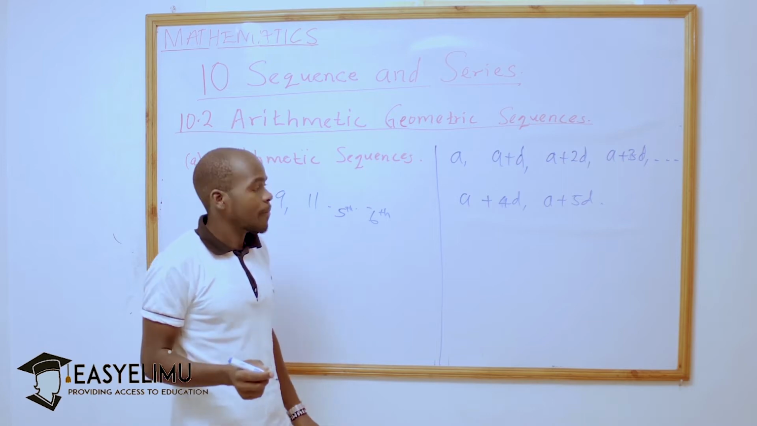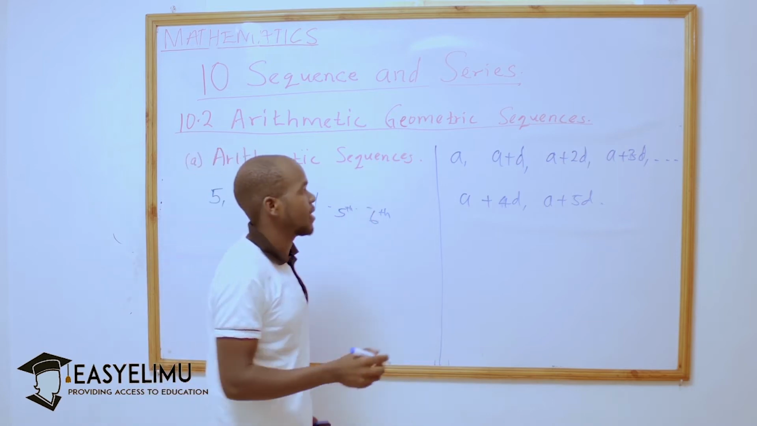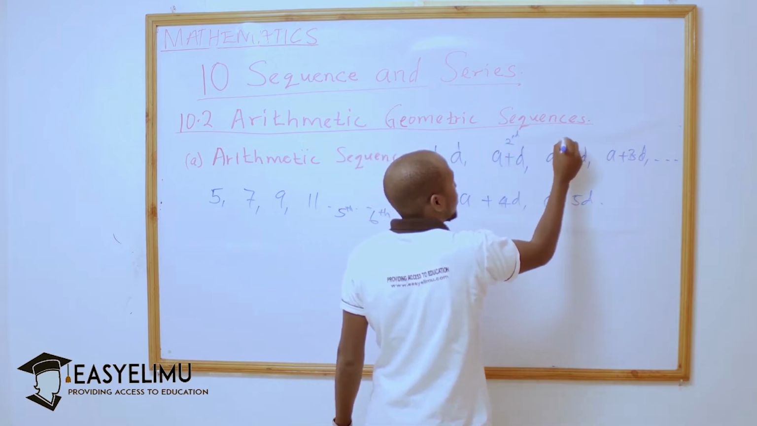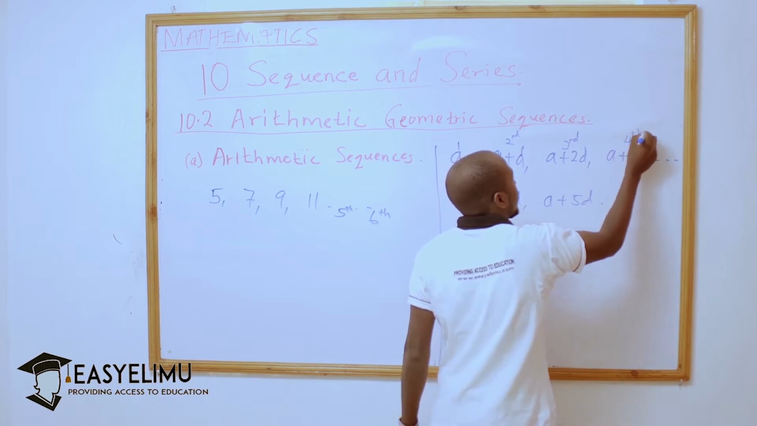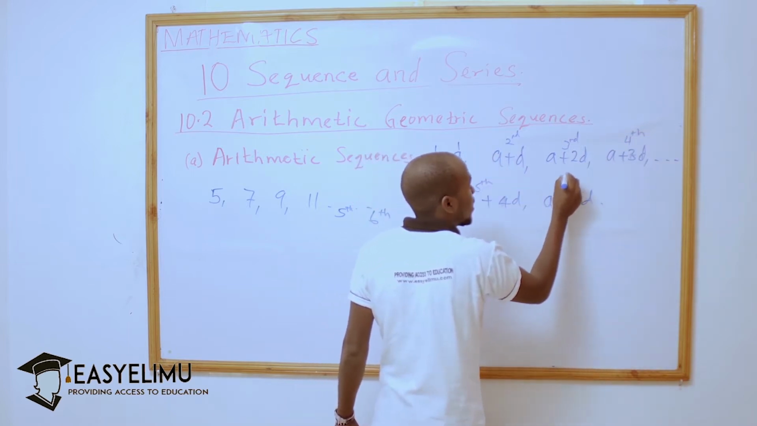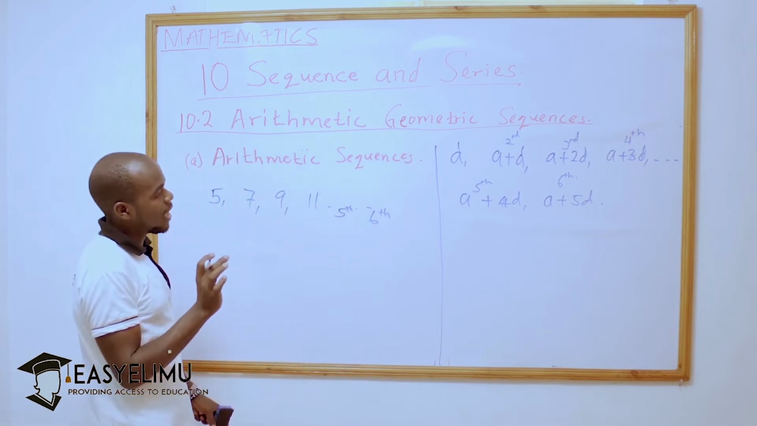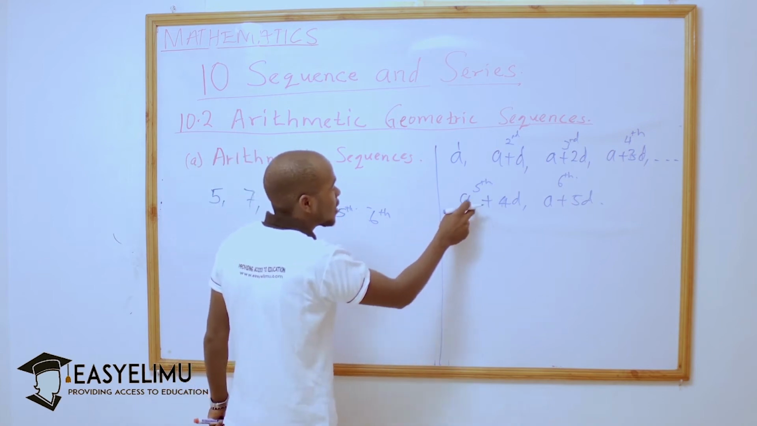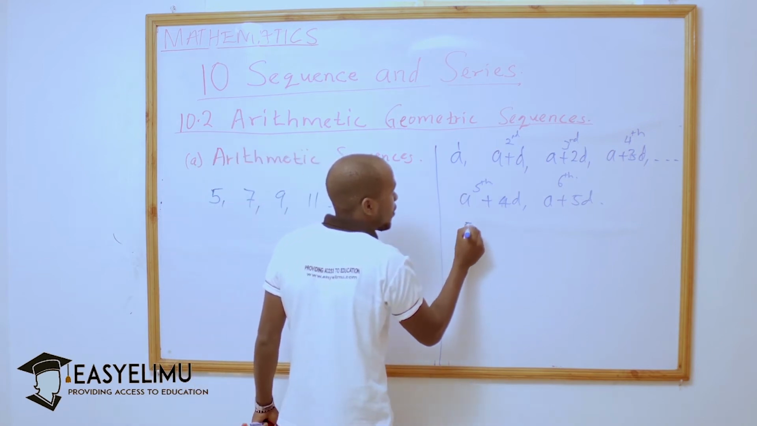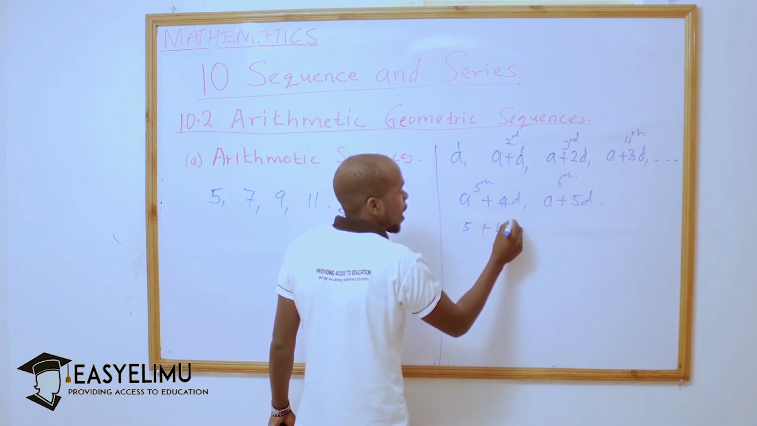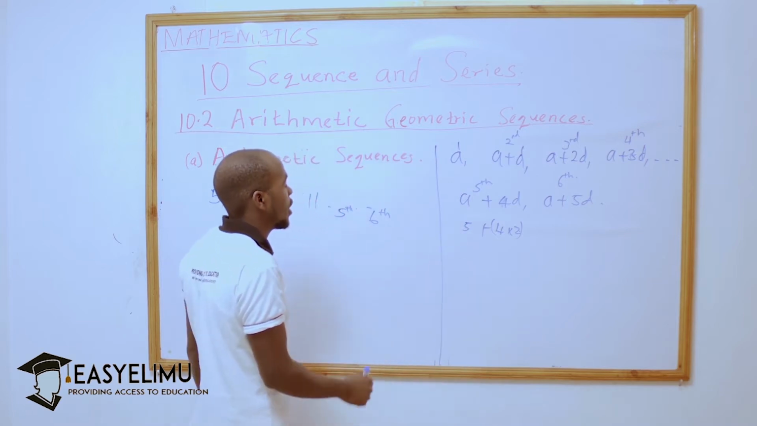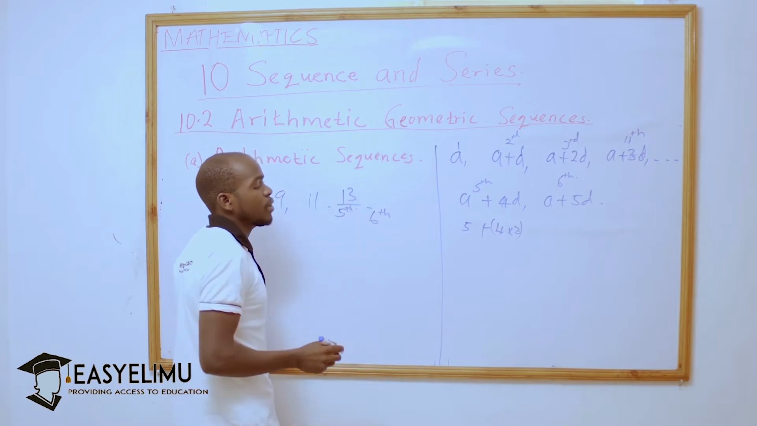As you may observe keenly, this is the first term, this is the second term, this is the third, this is the fourth, this is the fifth, and this one is the sixth. So we can observe clearly that we can find another term there. For example, if we need the fifth, we substitute A as 5, and then 4 multiplied by D, where D is 2. This gives you 8. 8 added to 5, you get 13. So the fifth term is 13.